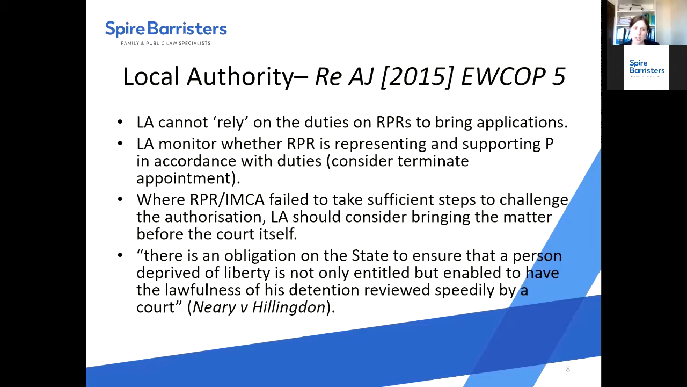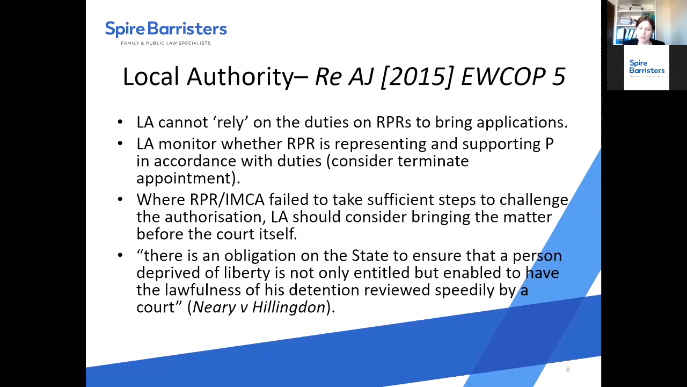And it was said in AJ that where the RPR or IMCA has failed to take sufficient steps to challenge, then the local authority ought to consider bringing the matter. And this is a quote from the case of AJ, which was in turn quoting Peter Jackson J from the case of Neary v Hillingdon. There is an obligation on the state to ensure that a person deprived of liberty is not only entitled but enabled to have the lawfulness of their detention reviewed speedily.